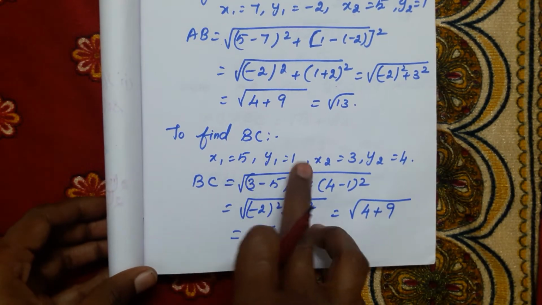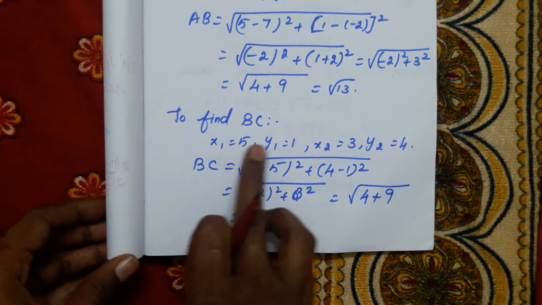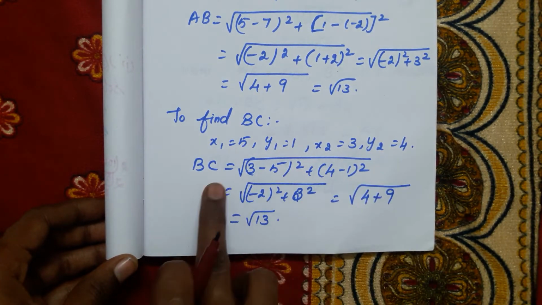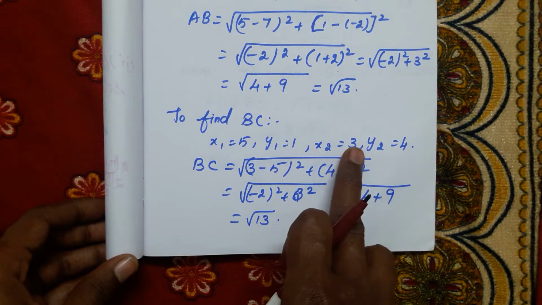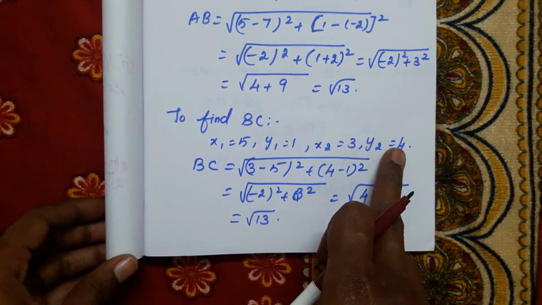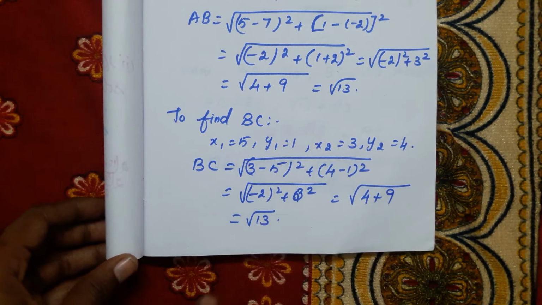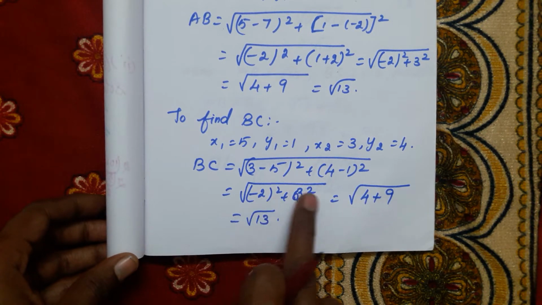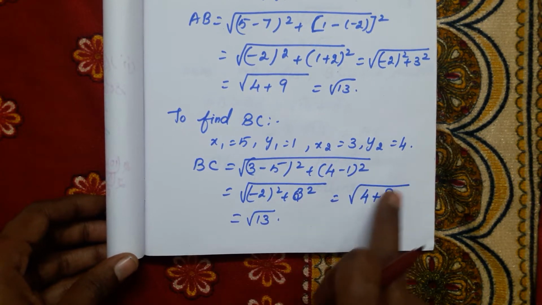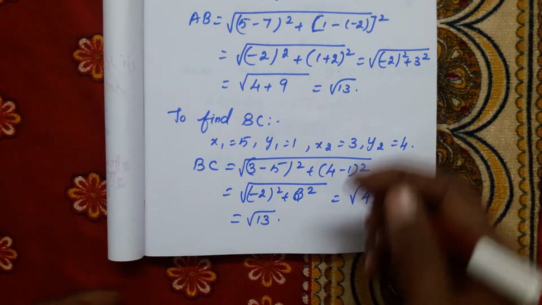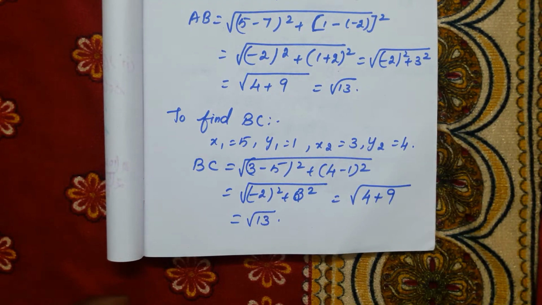x1 is equal to 5, y1 is equal to 1. x2 is equal to 3, y2 is equal to 4. BC is equal to root of x2 minus x1 the whole square, means 3 minus 5 the whole square, plus y2 minus y1 the whole square, means 4 minus 1 the whole square. It's equal to root of minus 2 the whole square plus 3 square, equal to 4 plus 9, equal to root 13. AB is also root 13, and BC we are also getting root 13.